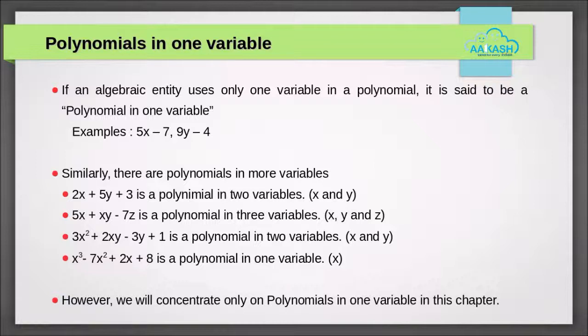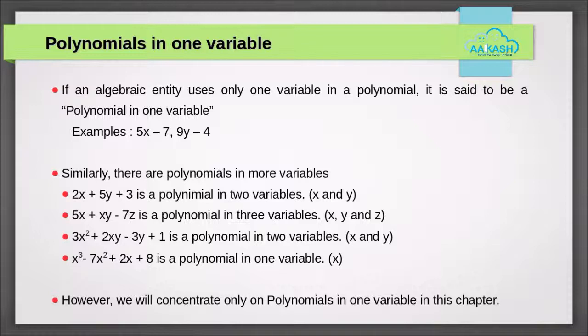Polynomials in one variable. If an algebraic entity uses only one variable in polynomial, it is said to be a polynomial in one variable. Examples: 5x minus 7, 9y minus 4. Here, although 5x minus 7 is a binomial, it has only one variable x. Similarly, 9y minus 4 has two terms but only one variable. Hence, these are polynomials in one variable.